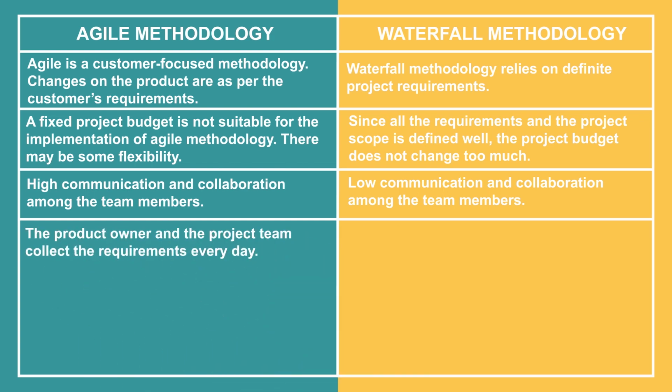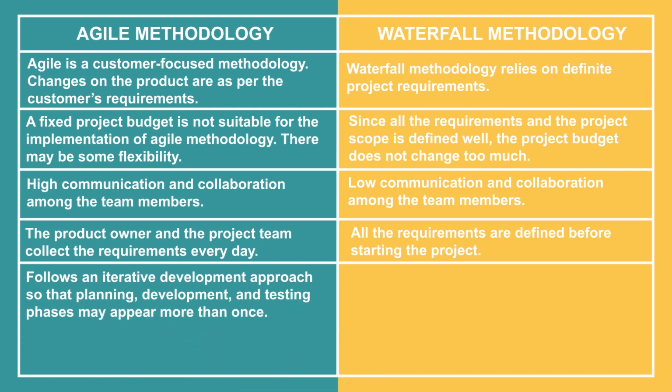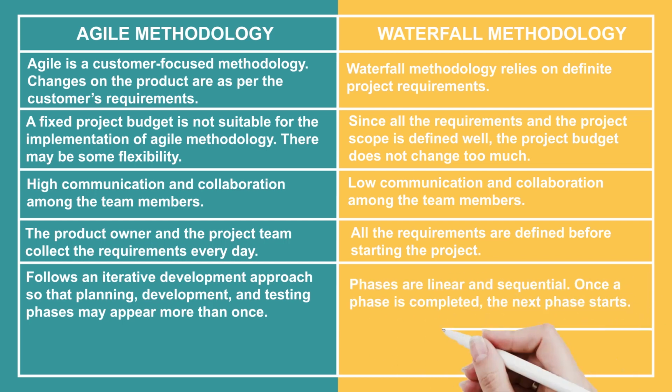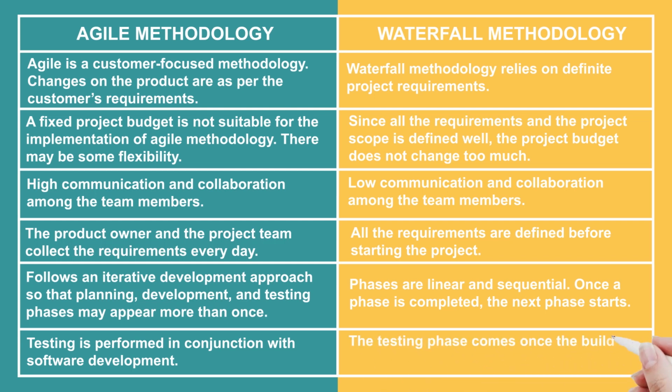In Agile, the product owner and the project team collect the requirements every day. In Waterfall, all the requirements are defined before starting the project. Agile follows an iterative development approach so that planning, development, and testing phases may appear more than once. In Waterfall, phases are linear and sequential. Once a phase is completed, the next phase starts. In Agile, testing is performed in conjunction with software development. In Waterfall, the testing phase comes once the build phase is completed.